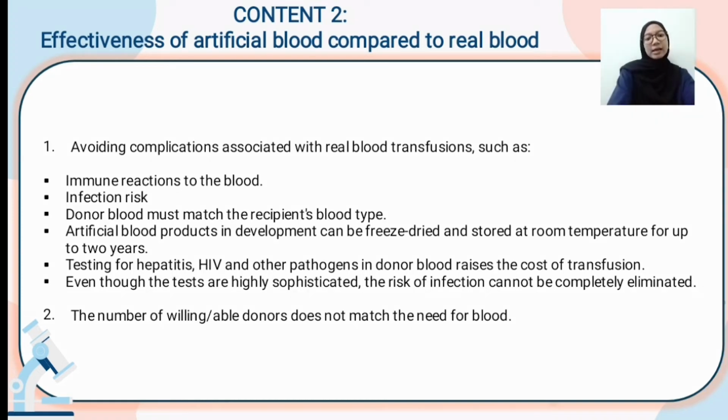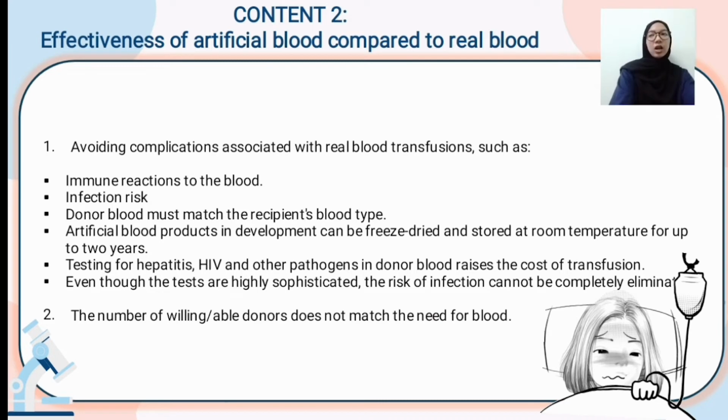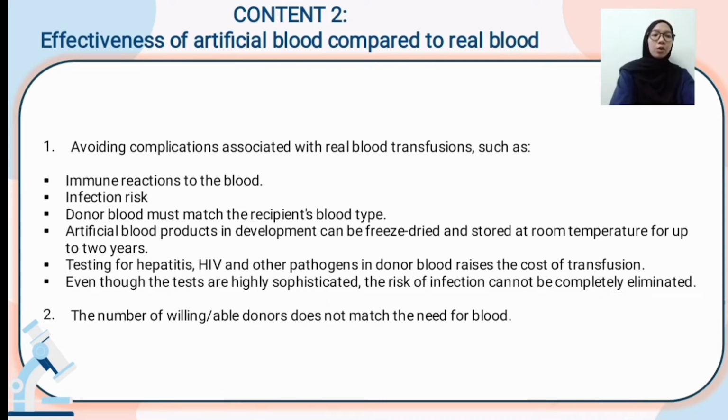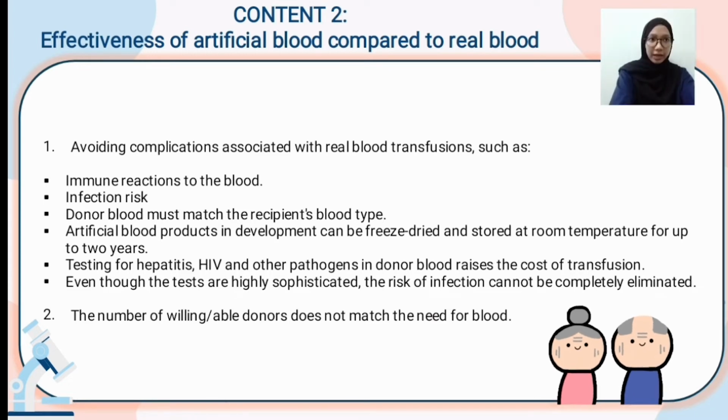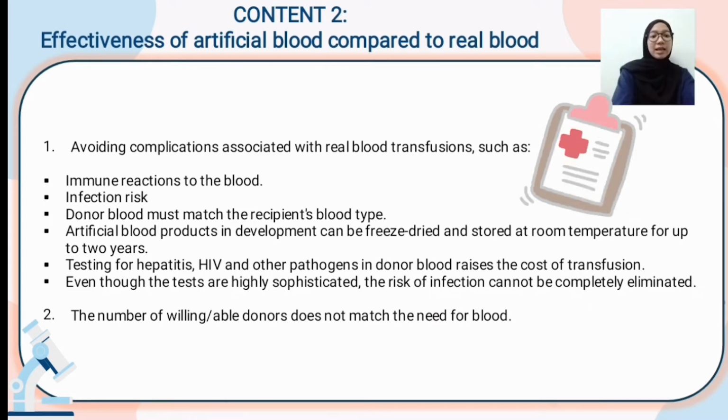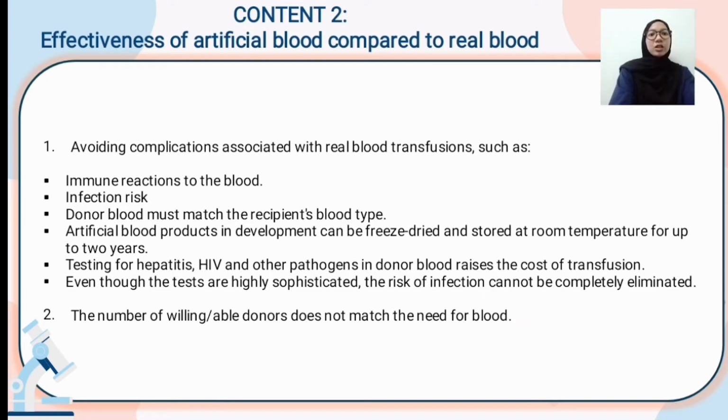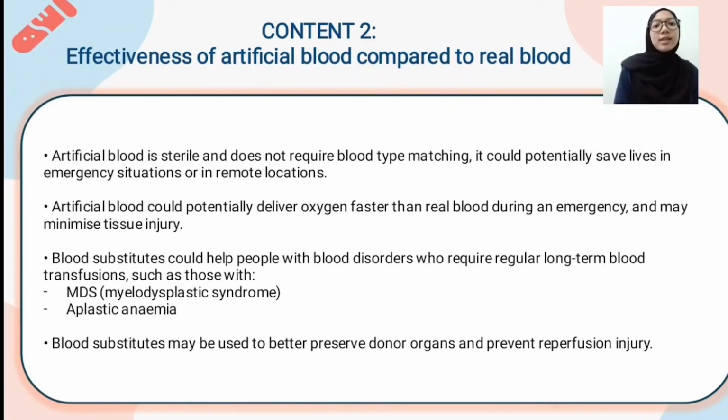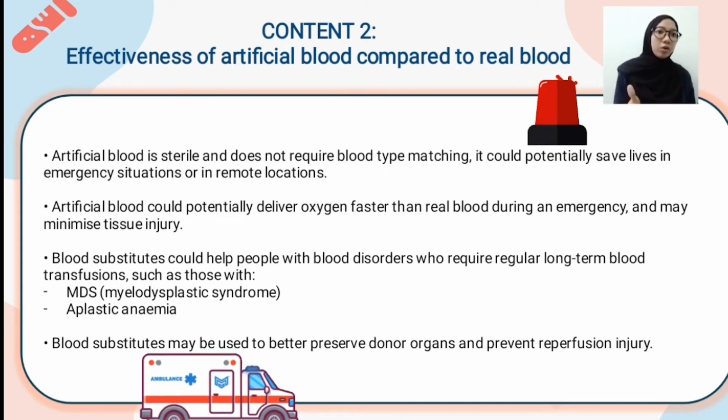Okay, next, as the number of senior citizens increases, so does the number of people who require blood. So with an aging population, the number of people willing or able to donate blood does not match the need for blood. So by having artificial blood, it is a very effective answer to blood donation shortage. Next, artificial blood is sterile and does not require blood type matching, just like I mentioned before. So it could potentially save lives in emergency situations or in remote locations.